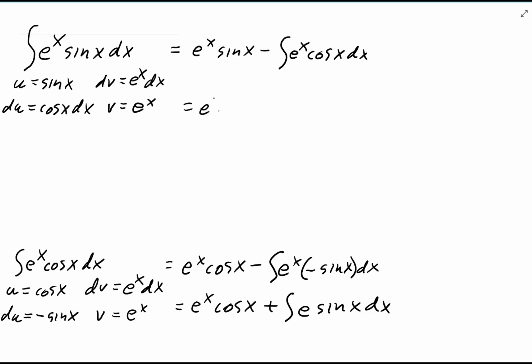So our original integral is going to be e to the x sine x minus e to the x cosine x in parentheses, right? Because there's a minus in front of that integral, plus the integral of e to the x sine x.